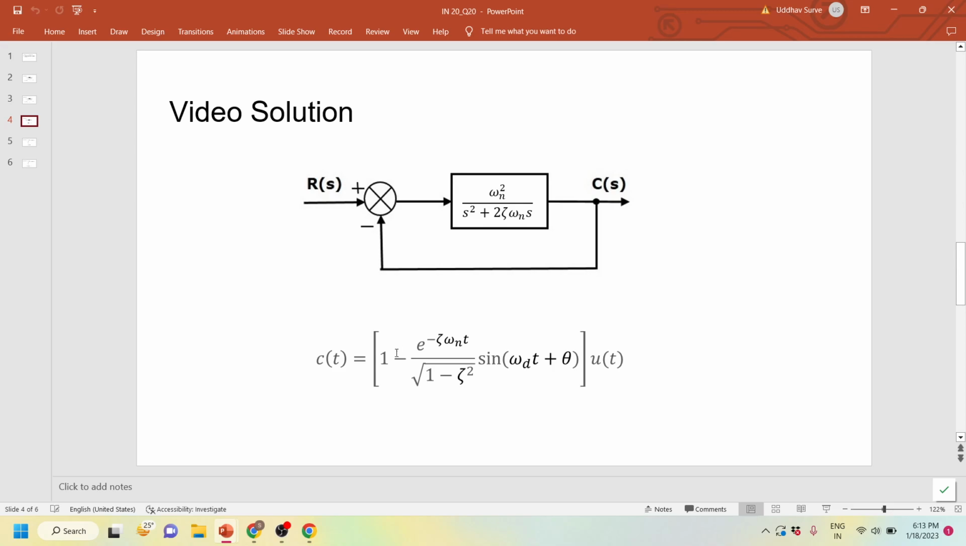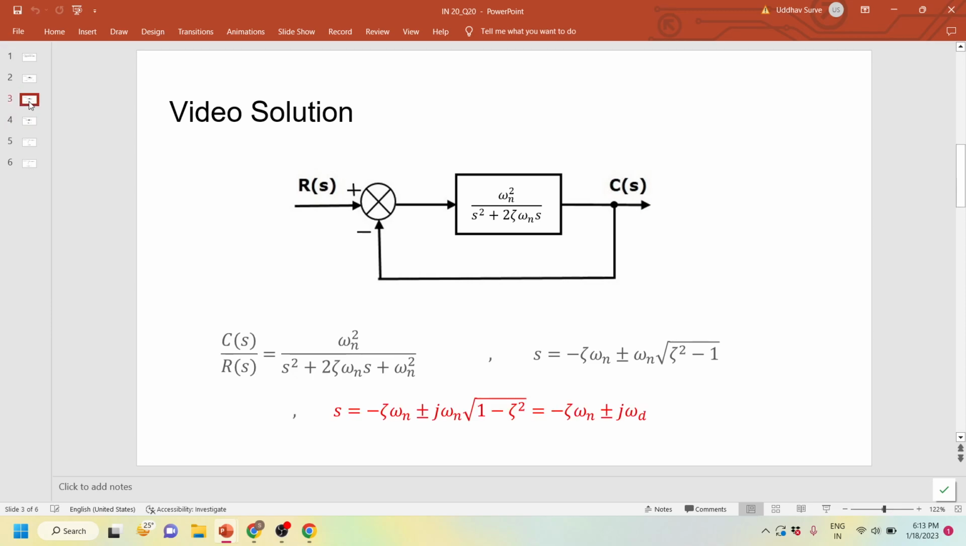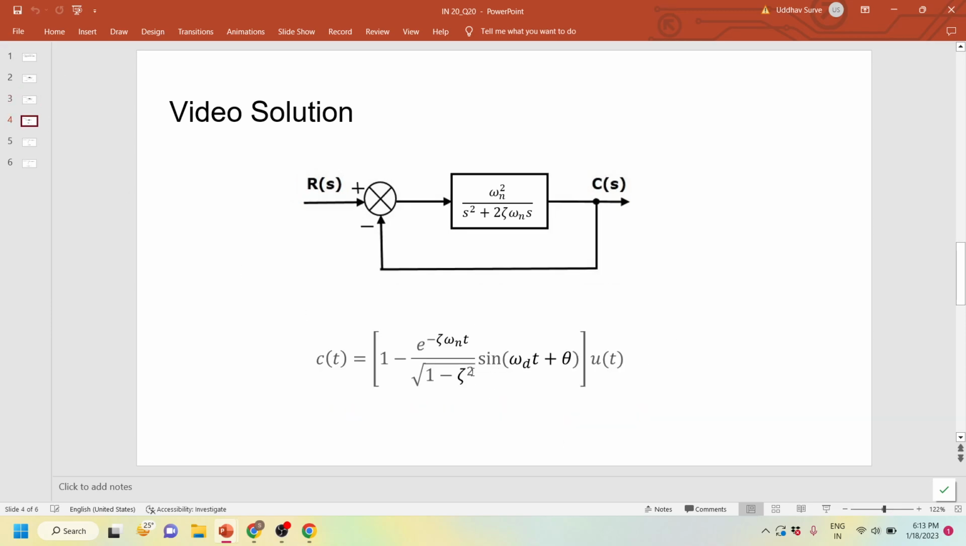This is a very long derivation, but you can find it in any standard textbook, like Norman Nise, M Gopal, or Nagrath Kothari. There, omega d is what I explained in the previous slide, omega n into under root 1 minus zeta square, and theta is cos inverse zeta. So this is the time response, where this is a time dependent term which exponentially decays, this is the denominator, and this is the sinusoidal oscillation term, and u of t is the input.